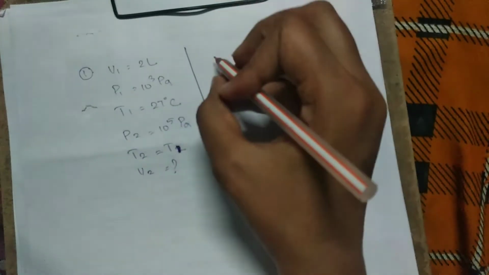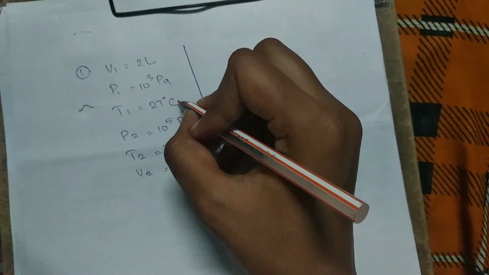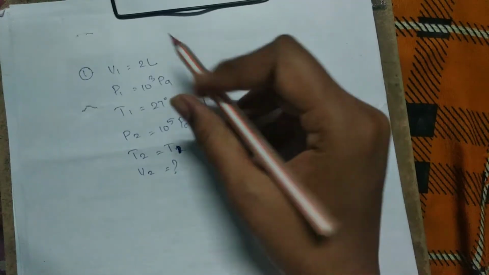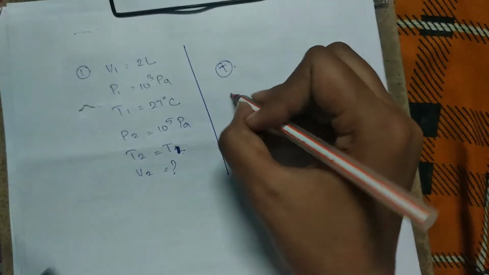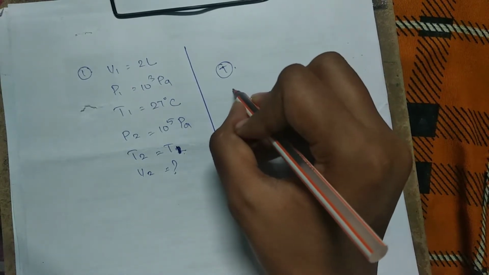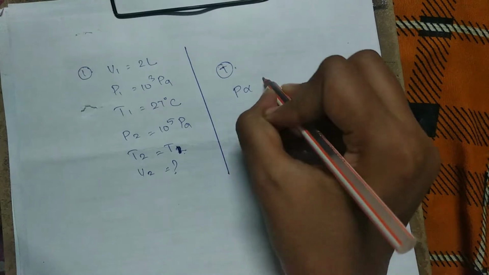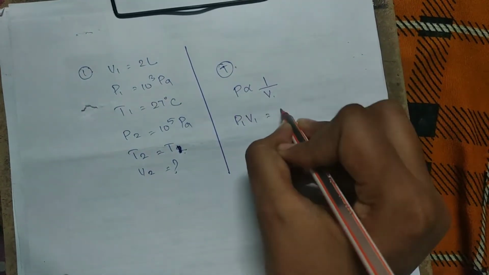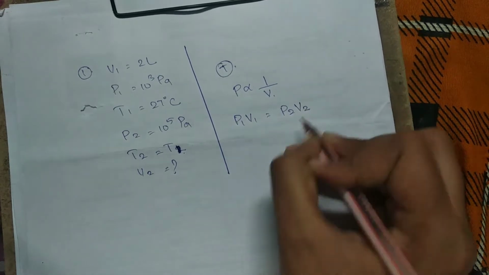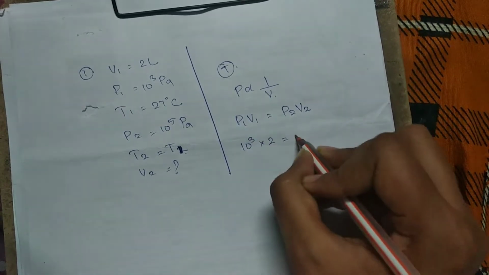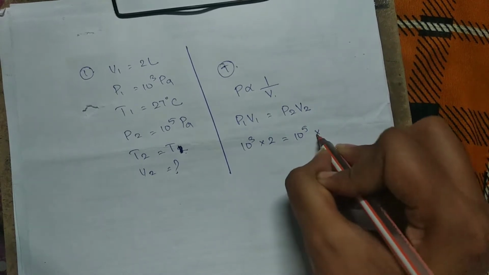So basically here initial temperature and final temperature are same. So temperature is constant, and pressure and volume are only different. Now we need to apply Boyle's law. Boyle's law is pressure is inversely proportional to volume. So then that will be P1 V1 is equal to P2 V2. So initial pressure is 10 power 3, volume is 2, final pressure is 10 power 5, volume we don't know.